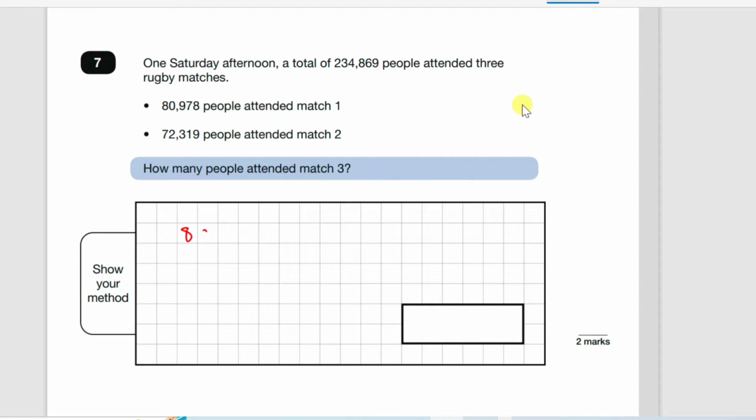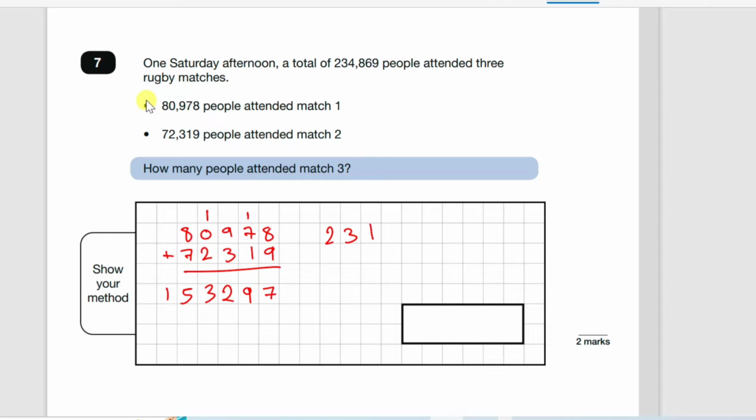Let's go 80,978 plus 72,319. So adding this up, so 8 plus 9 should give us 17. 7 carried a 1. 1 add 7 add 1 is 9. Next column should give us 12. And then 1 and 2 is 3. 8 and 7 is 15. So looks like we've got a massive number, 153,000. Looks good. Now we're going to subtract this from 234,000. So let's put this over here.